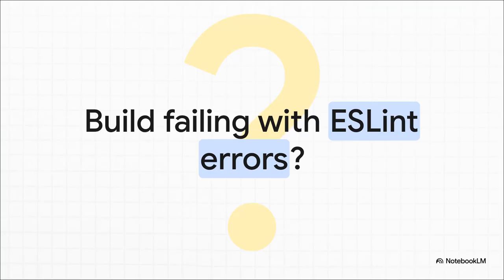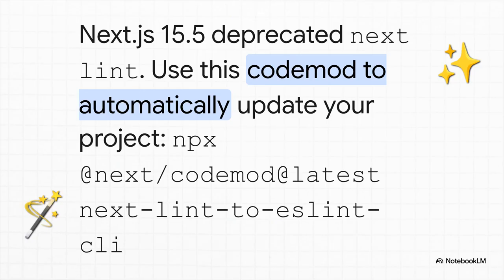So, picture this. You've moved everything over, you feel great, you run next build, and bam, you're hit with a giant wall of red ESLint errors. It's super frustrating and a really common roadblock. So, what's actually going on here? Well, the thing is, newer versions of Next.js are shifting toward a more standard, transparent way of doing things. But don't worry, the fix is super simple. The Next.js team provides this one command, a codemod, that you run, and it just automatically updates all your configurations for you. Problem solved.